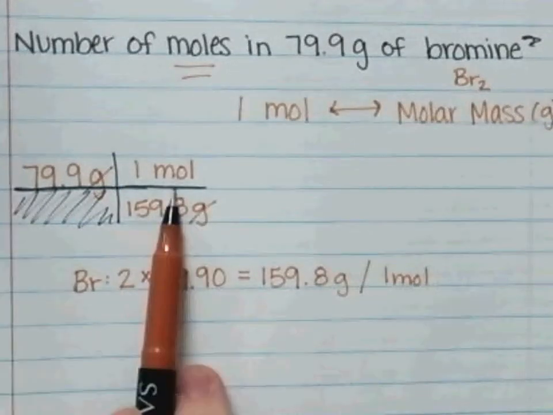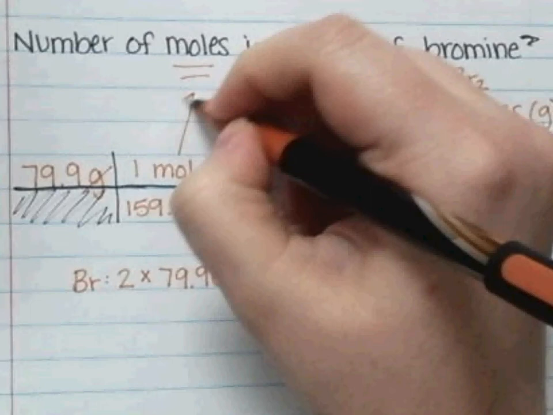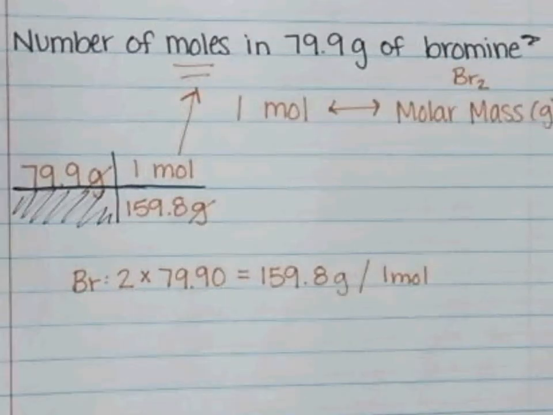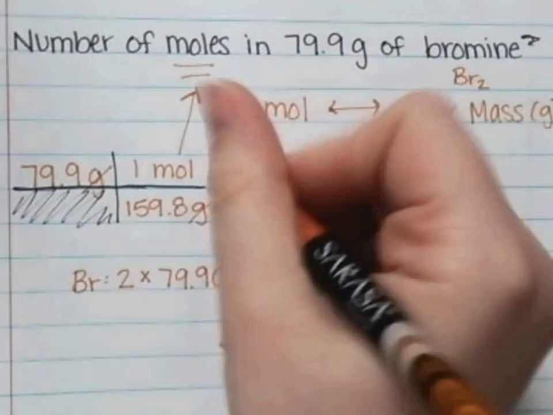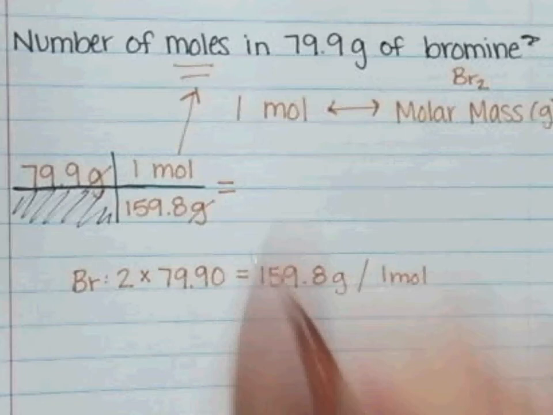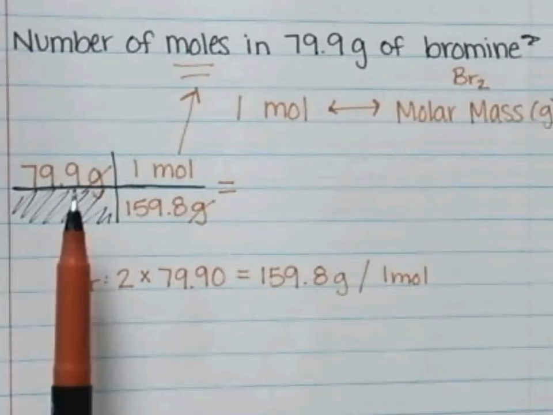So remember, once again, if I had a compound with multiple elements, I would have to do this step for every different element and then add up my totals. But I just have one element again. So this is my molar mass for bromine. Again, molar mass is in grams. It's actually the grams per 1 mole, right?